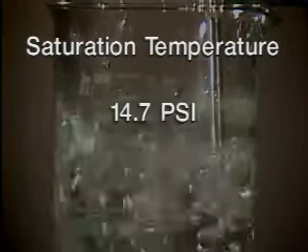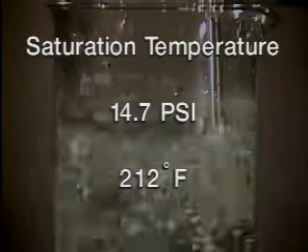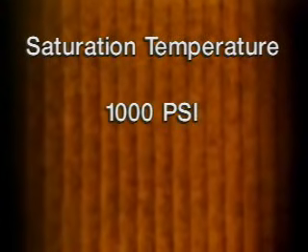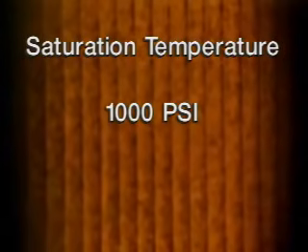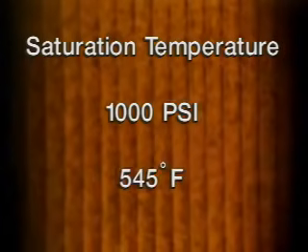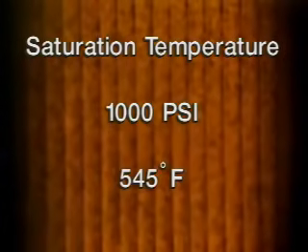As pressure increases, saturation temperature also increases. For example, at sea level, atmospheric pressure is 14.7 pounds per square inch. At that pressure, the saturation temperature of water is 212 degrees Fahrenheit. At a pressure of 1,000 pounds per square inch, the saturation temperature of water rises to 545 degrees Fahrenheit.